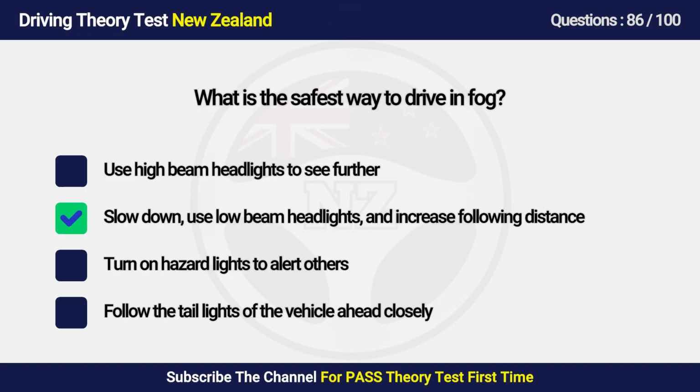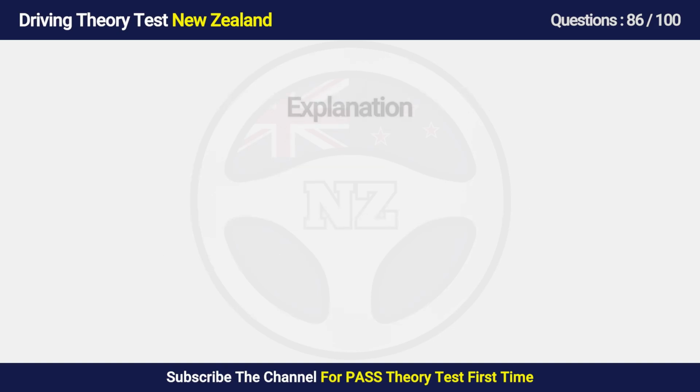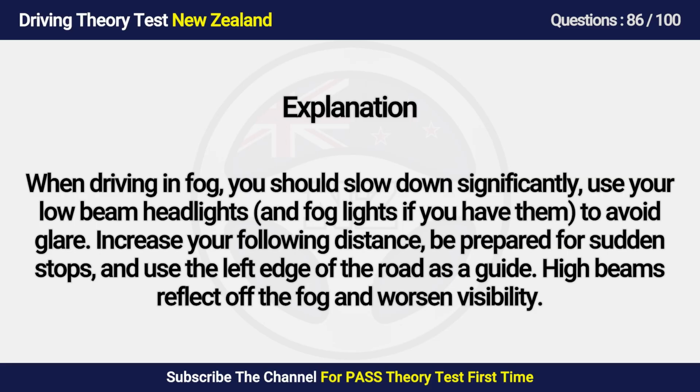Answer is B. Slow down, use low-beam headlights and increase following distance. When driving in fog, you should slow down significantly. Use your low-beam headlights and fog lights if you have them to avoid glare. Increase your following distance, be prepared for sudden stops, and use the left edge of the road as a guide. High beams reflect off the fog and worsen visibility.